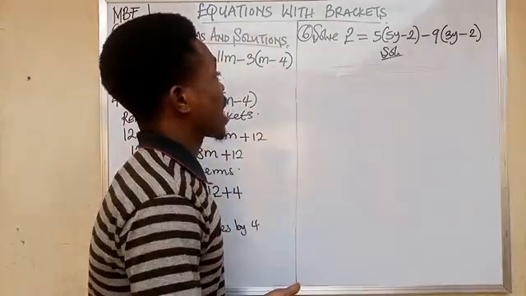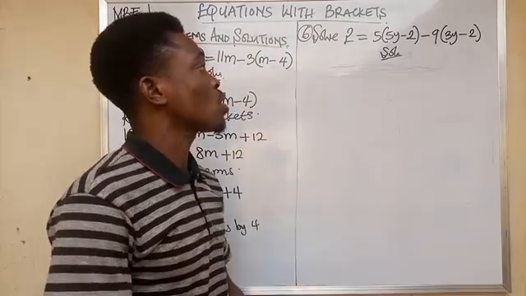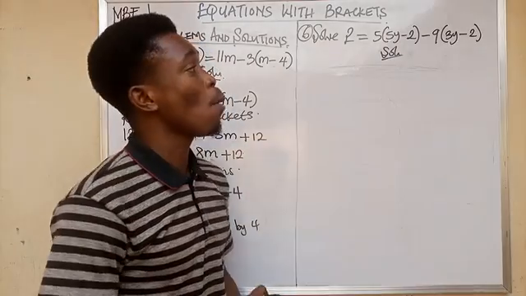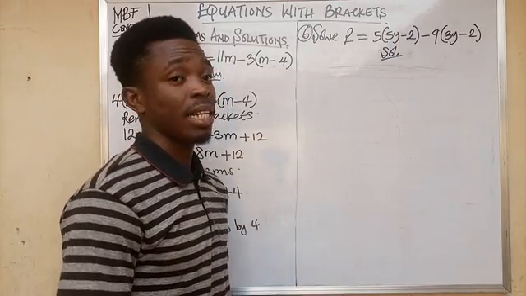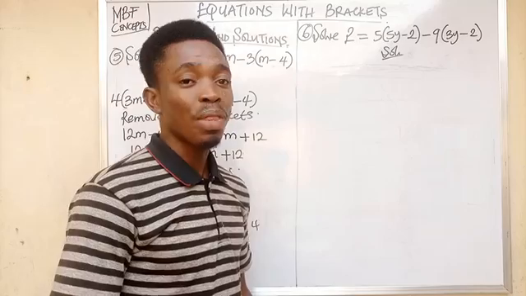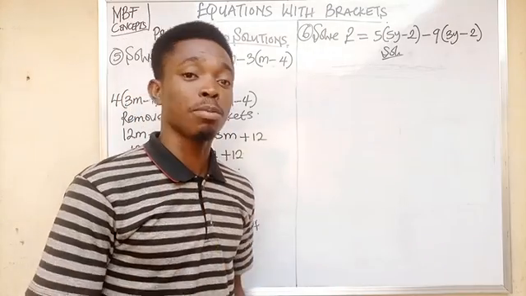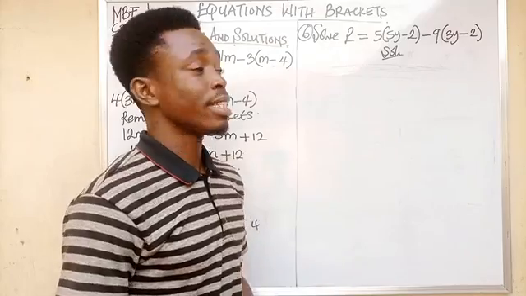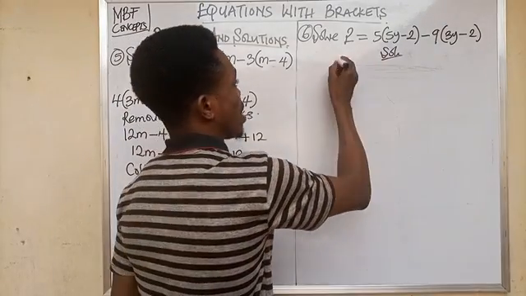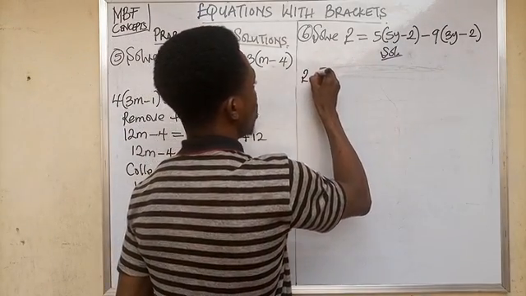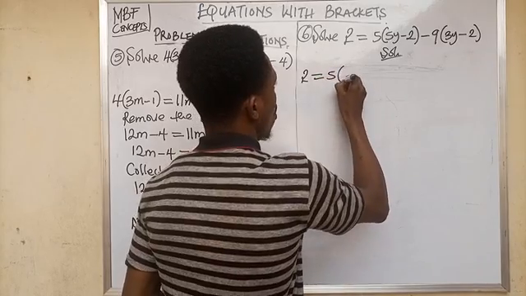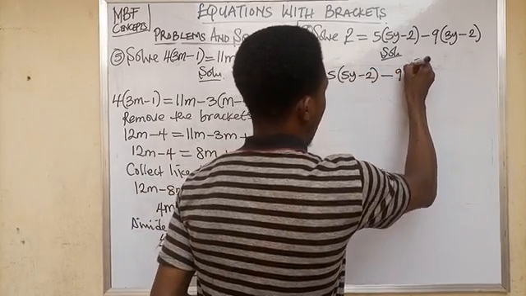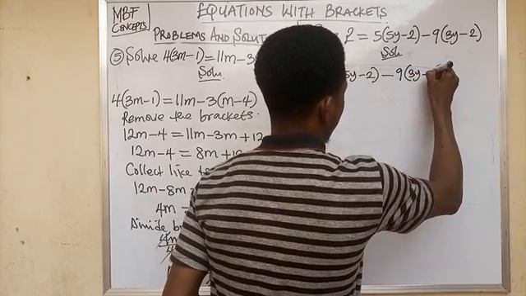Now, we are given that 2 is equal to 5 open bracket 5y minus 2 close bracket, then minus 9 open bracket 3y minus 2 close bracket. This is also an equation with brackets, because as I told us before, equations with brackets will always come with brackets. Then what do we do? We put down our solution, and then we have 2 is equal to 5 open bracket 5y minus 2 minus 9 into 3y minus 2.